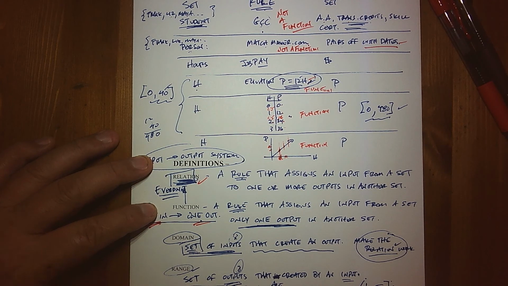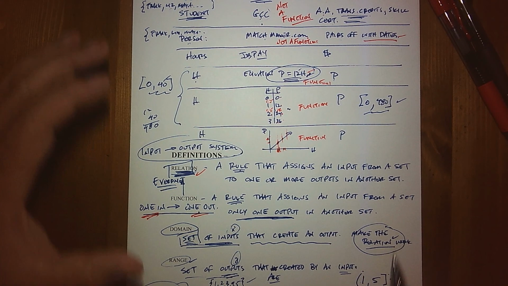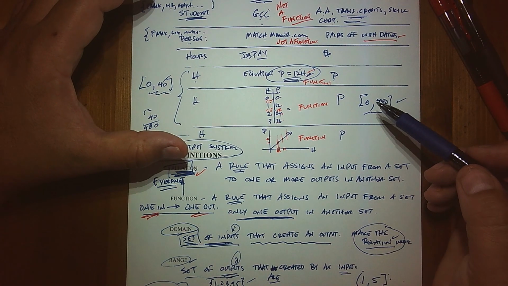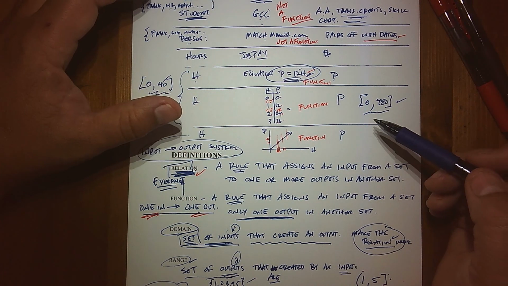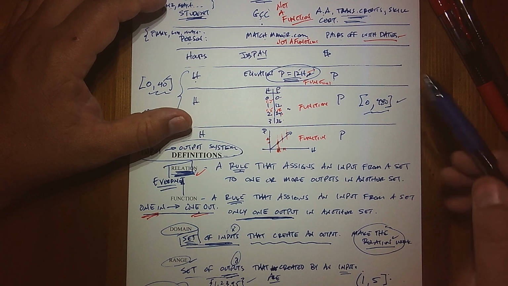And that's just to give you an idea of how we use discrete sets or interval sets to describe our domain and range. All right, so now that we've got them defined, let's go do some practice and put them into action. See you guys in the next video.